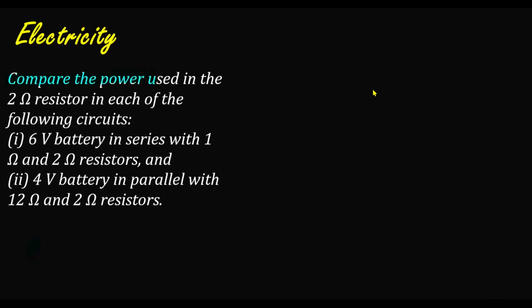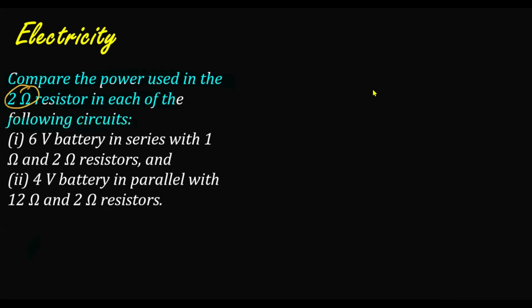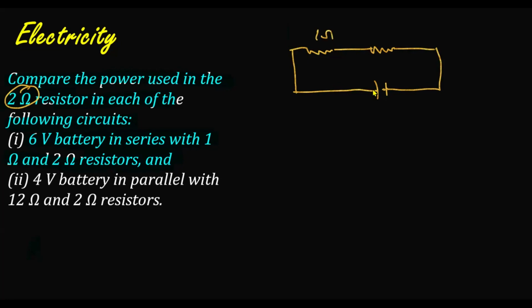In the next question, it says compare the power used in 2 ohm resistors. So this is important to remember, only for 2 ohm resistors in each of the following cases. Case 1 is a 6-volt battery in series with 1 ohm and 2 ohm resistors. So there are two resistors connected in series with a battery, right? This is of 1 ohm and this is 2 ohm. But we have to remember that we have to calculate the power at this one.